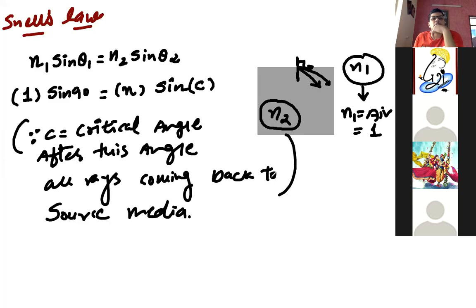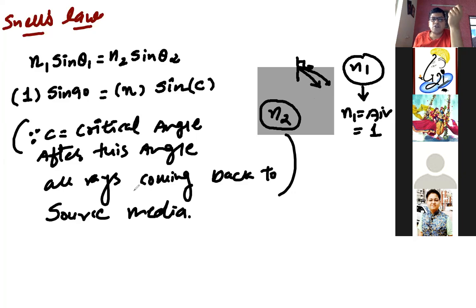So N1 is 1, sine theta 1 is the initial angle, which is making an angle of 90 degrees. And then sine theta 2 is this angle. After this angle, all my rays are coming back to the original source medium. So that is why N1 is 1, because it is air. It is known that sine 90 is 1. N2 is the refractive index of another media. See, I am not saying N2 is water or glass or something. It is applicable to all those media which are available to us and which are holding the source.